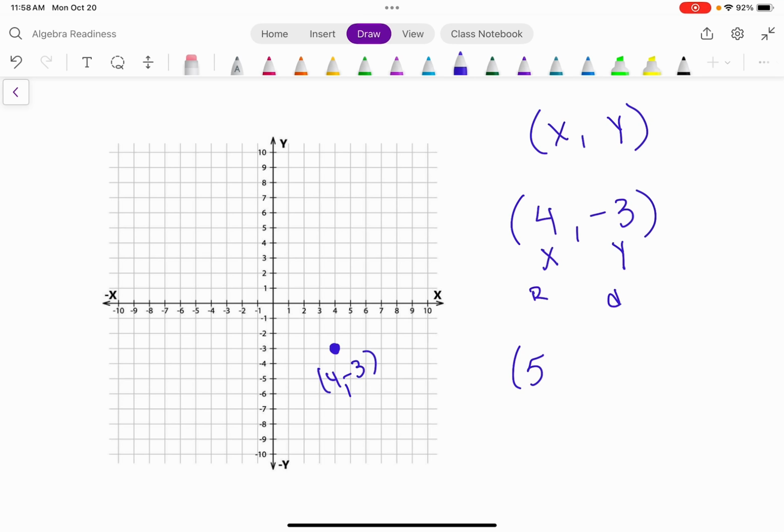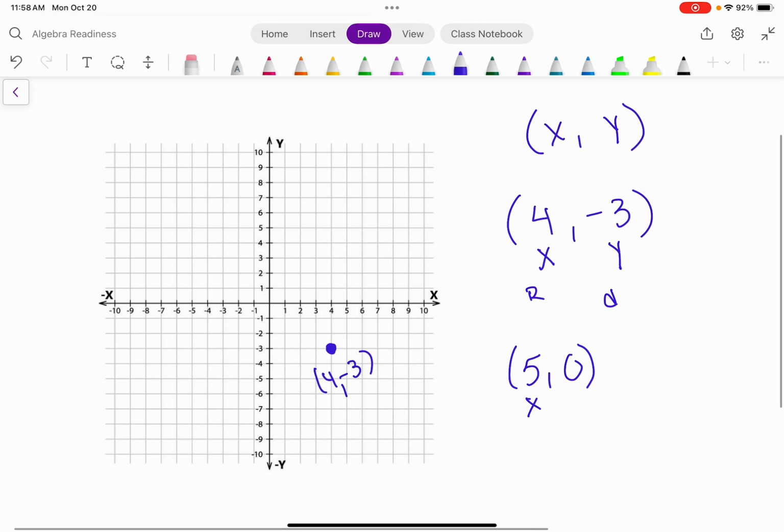If we had the point 5, 0, that's where we have an x value and y is 0. So whenever you have only an x value, that's on your x-axis. If we had the point 0, 4, well, now they have a y value. So x is 0. We're not going left or right at all. We're just going up 4, and that would be a point on our y-axis.